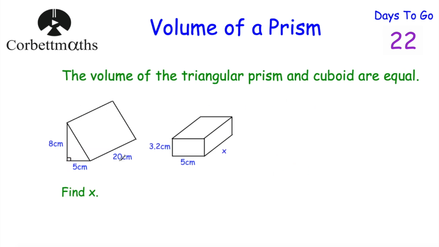So this time we've got a triangular prism and a cuboid, and we're told the volume of this triangular prism and the cuboid are equal to each other. Find x, which is the length of the cuboid. So feel free to press pause and work out the length of this cuboid now.